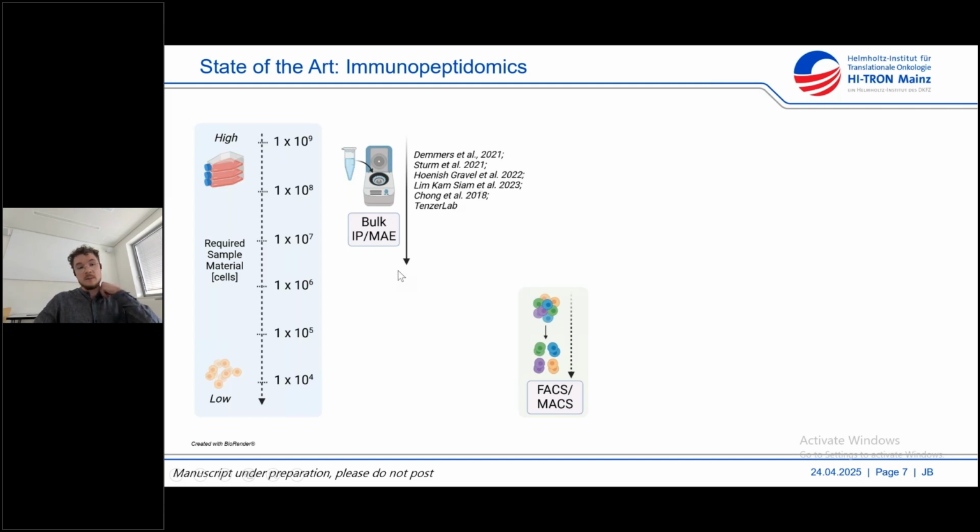I mean, immunopeptidomics is a technology driven field, and now even going lower and lower. And of course, as I said, it is technology driven, and there has also been some nice work done on integrating microfluidics in the immunopeptidomics sample prep, thereby even approaching lower required input materials.